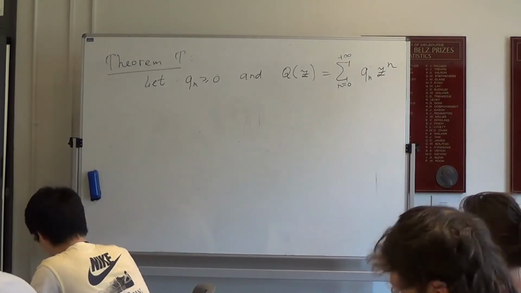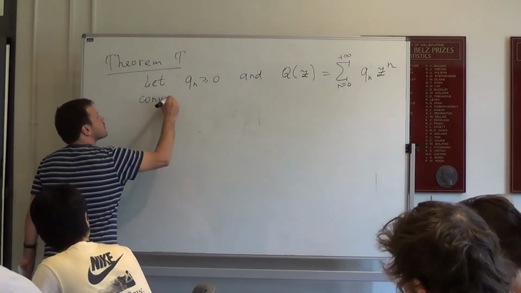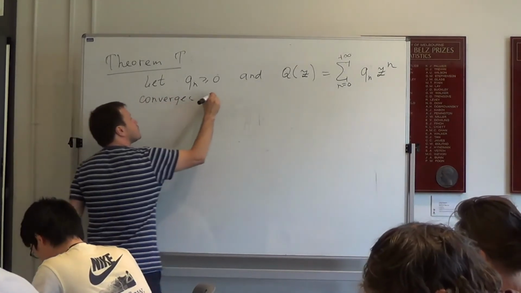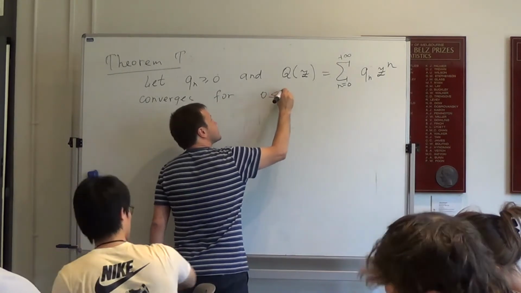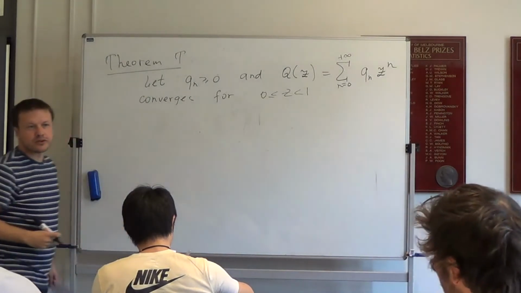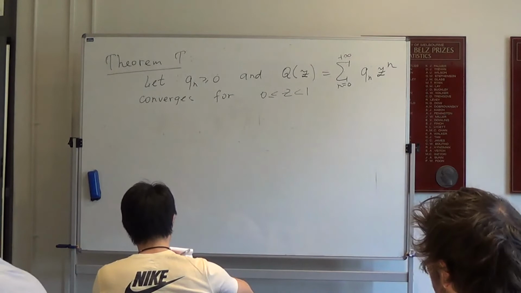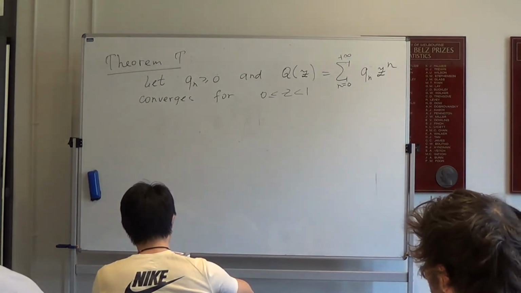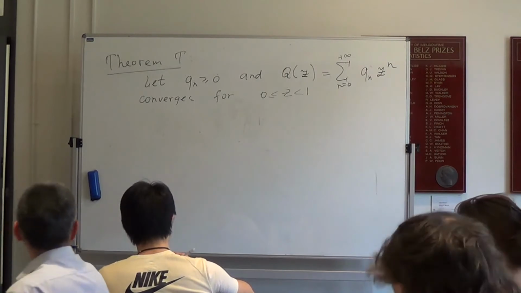And we assume that this series converges for 0 ≤ z < 1. So the radius of convergence, well, I'm not talking about radius of convergence here. Okay, so the series is convergent.